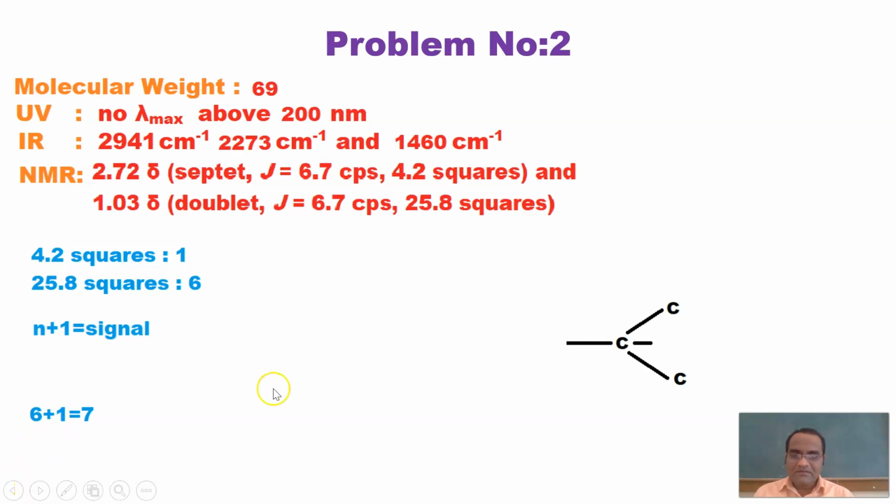So I will write the structure over here. I have written the branch because the number of hydrogens is 6 on the adjacent, adjacent to this middle carbon. So I will put the number of hydrogens. After that, the next signal is a doublet. A doublet means the adjacent has only 1, so I will put 1 hydrogen on the adjacent carbon atom.